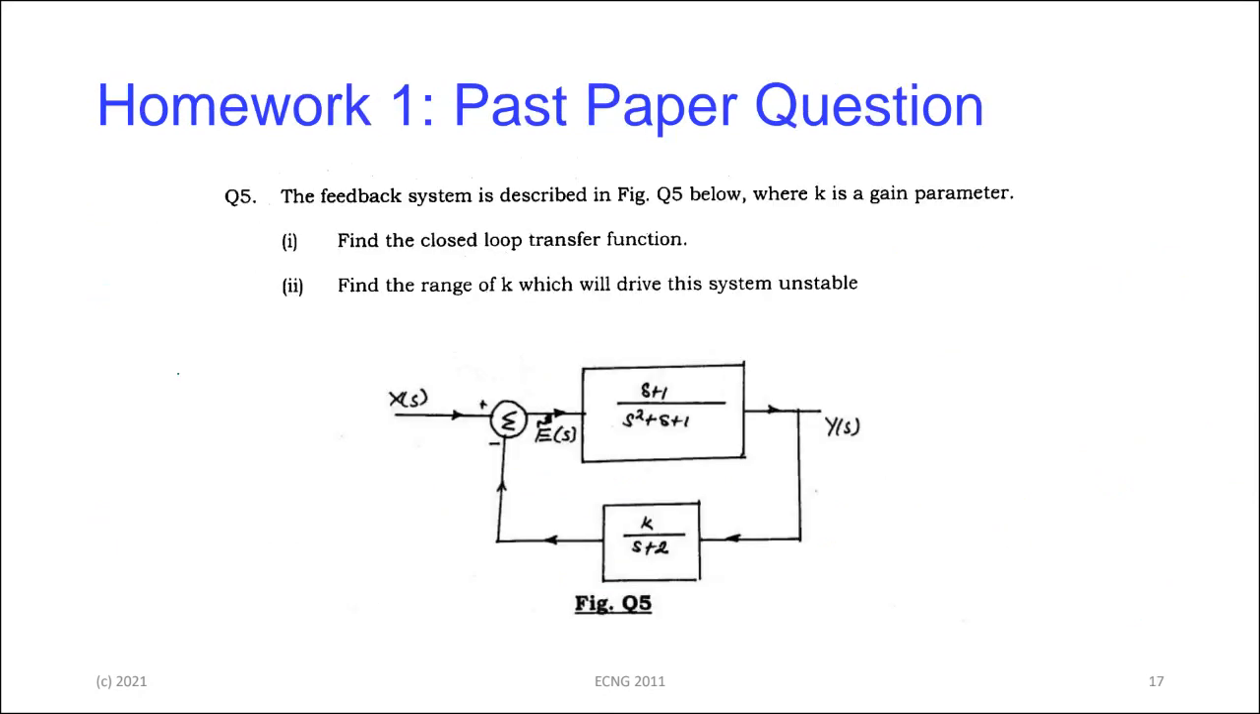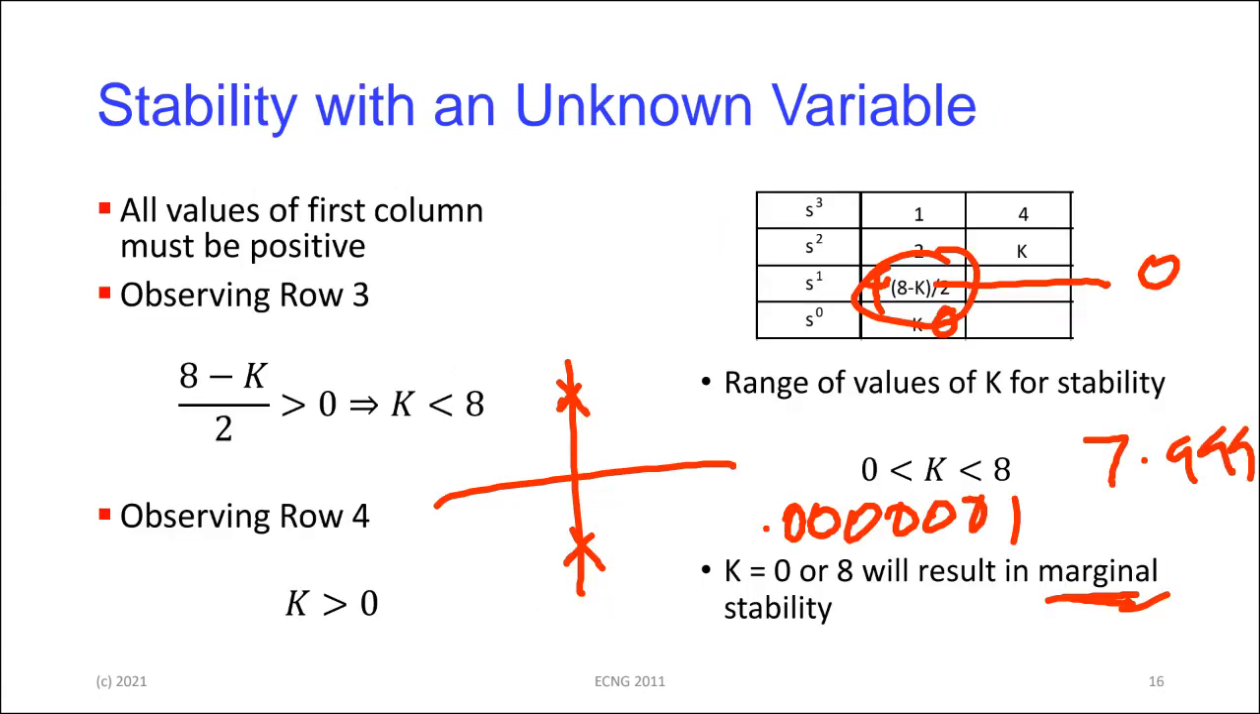And then we're now in a position to solve this. So the solution, of course, now, notice, read the question carefully. Find a closed loop transfer function. Well, that is easy. We saw that. It's G and H. You could figure that out. Find the range of K which will drive the system unstable. So if you go back to what we just did, K is stable for this range of values. So for this system to be unstable, if K is outside of this range, for instance, if K is greater than or equal to 8, this system will be unstable.